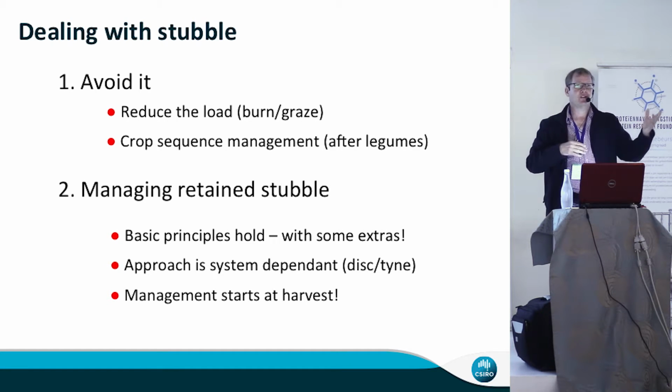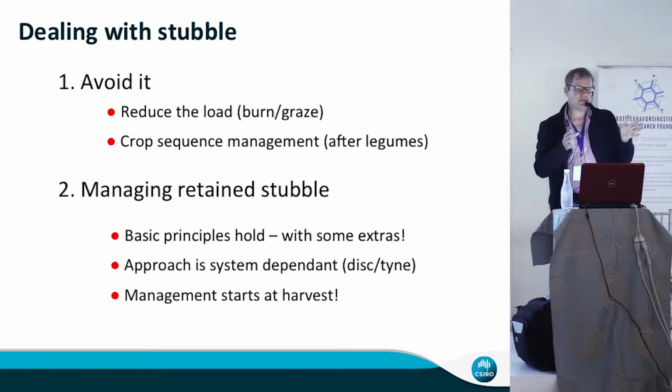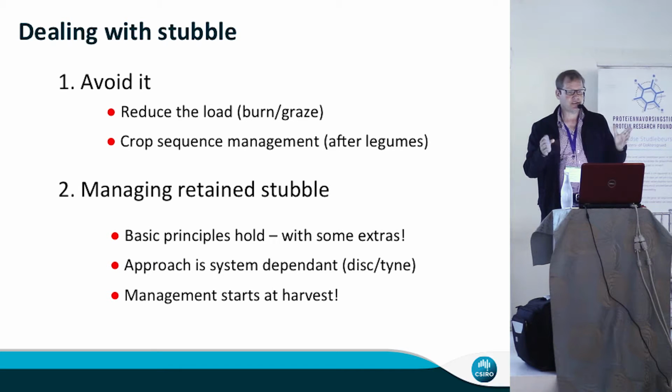Now, there's been a lot of work comparing discs and tines, and which one's better, and our experience is that you can get both systems to work, but you really need to start managing the stubble from the time you harvest the previous crop, if it's a cereal stubble, because tine systems and disc systems require the stubble to be in a different condition for success.